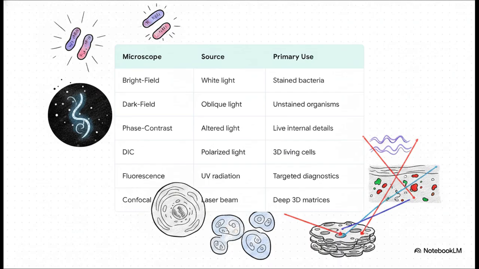But what if you have a delicate, living pathogen that can't be stained? That is where dark field shines. It blocks central light so the specimen glows against a pitch-black background. And that's exactly how we identify the live, glowing corkscrew spirochetes that cause syphilis.